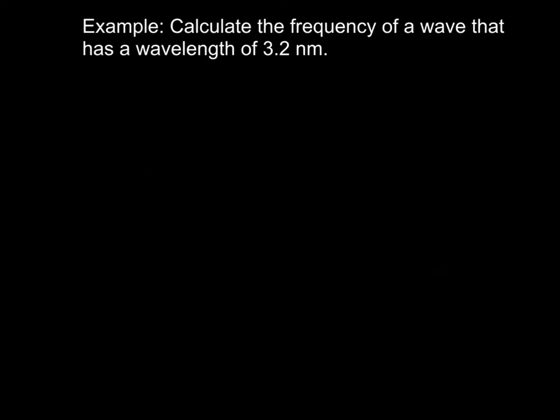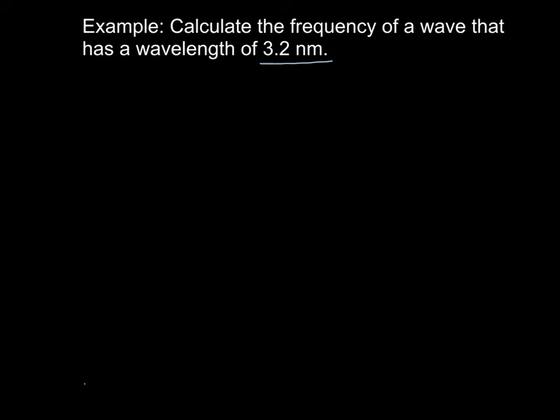Now we're going to take a look at an example in calculating with our relationship between frequency and wavelength and the speed of light. In this example, we are asked to calculate the frequency of a wave that has a wavelength of 3.2 nanometers. One thing you have to keep in mind is that we always have to be in meters for our wavelength. And in this particular problem, we're given nanometers. So we're going to have to use dimensional analysis to first convert the nanometers to meters.